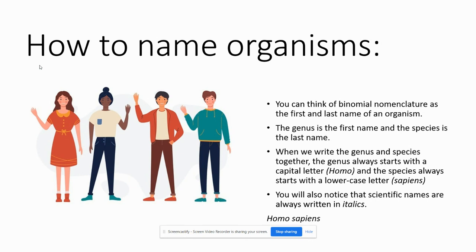And when you are typing these names on a computer, you would italicize them, which is the words that are kind of slanted a little bit. And if you're writing it on a piece of paper, you could underline it. So I went through and I did this with the human scientific name for Homo sapiens. So the H is capitalized, the S is lowercase, and it's written in italics at the bottom.